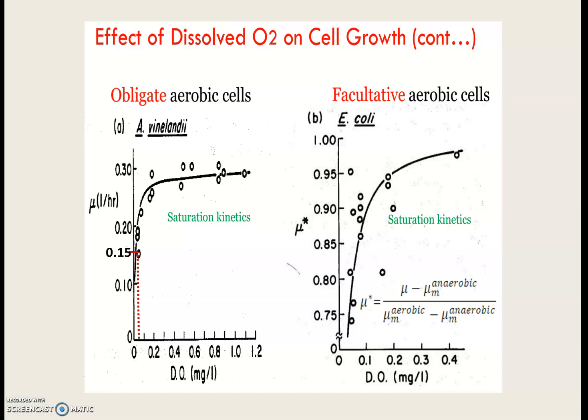For the facultative aerobic cells, the dissolved oxygen is needed. What happens? Until a certain level of dissolved oxygen, it will move towards saturation kinetics.